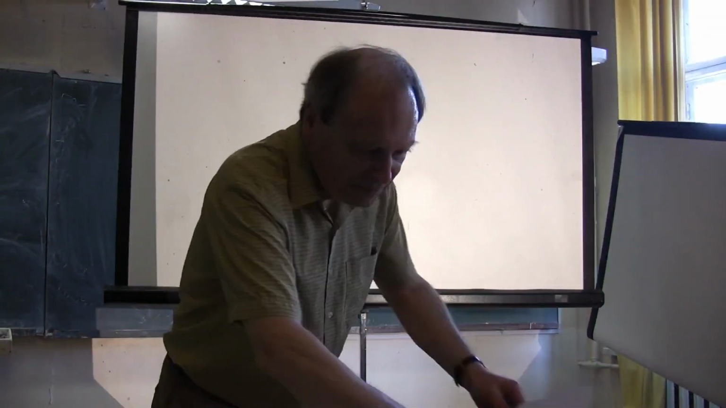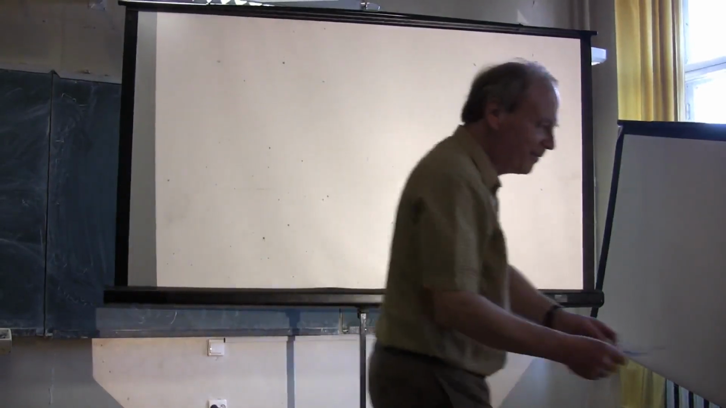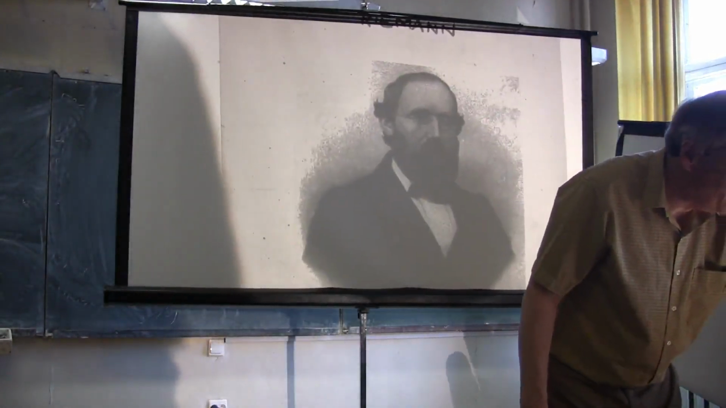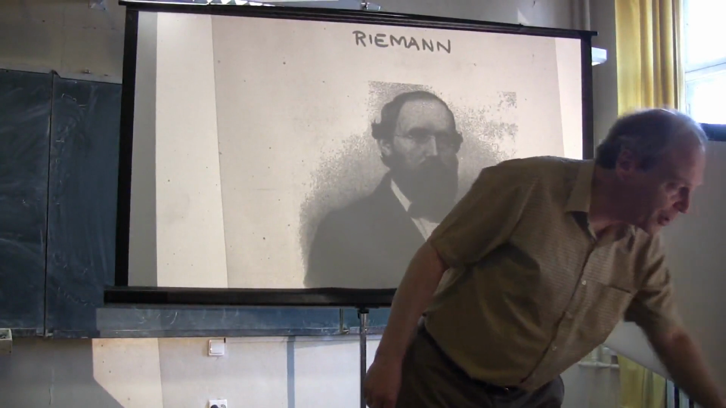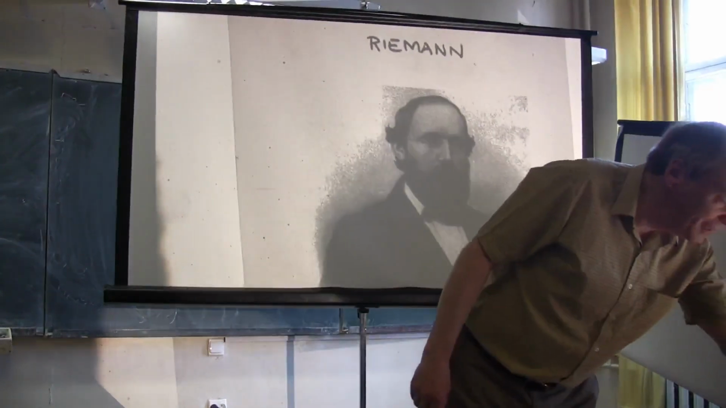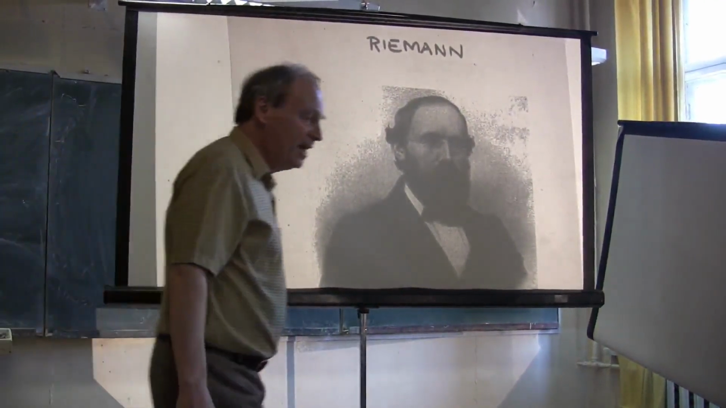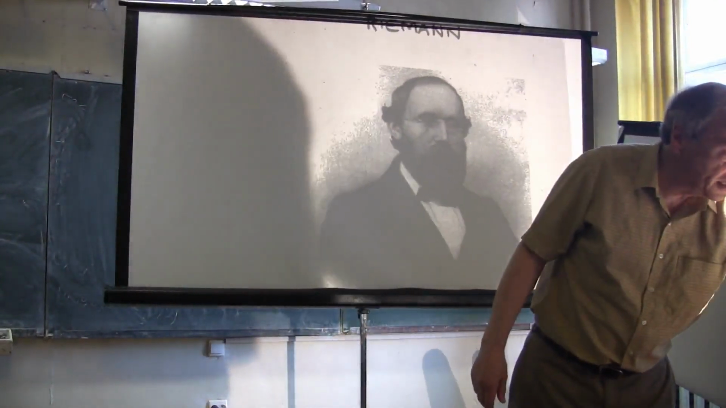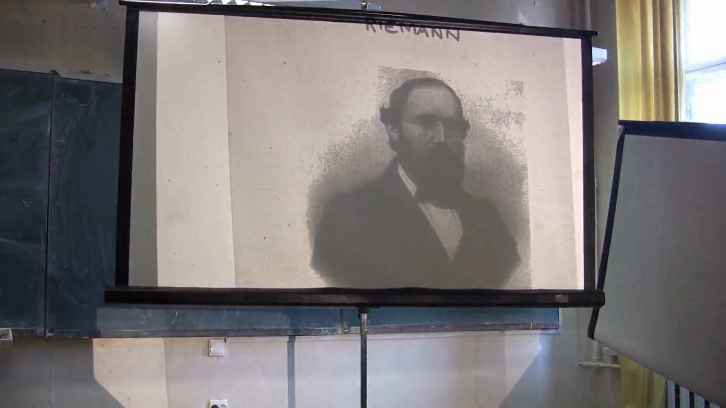Next slide. If I have this organized, we should have a look at Riemann. I should have had a picture of Euler too, but I didn't get a chance to take one. Anyway, he wrote his famous paper in the year 1859. He received his PhD somewhat before that. At Göttingen, he became a professor and did this work.